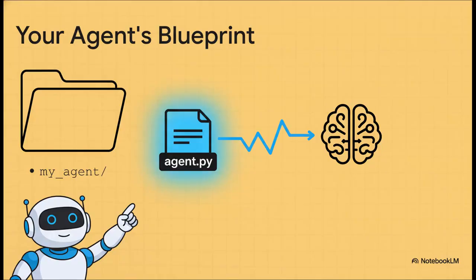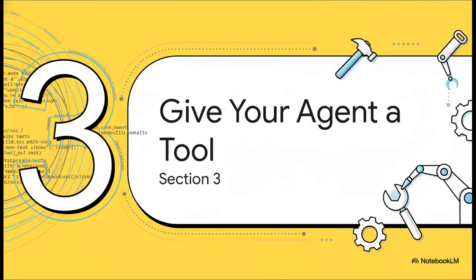That command creates a new folder, my_agent, and inside it, you've got the most important file of all, agent.py. Think of this file as the heart of your agent. It's the central control system. So we have the basic skeleton, right? But an agent with no skills is, well, not very useful.